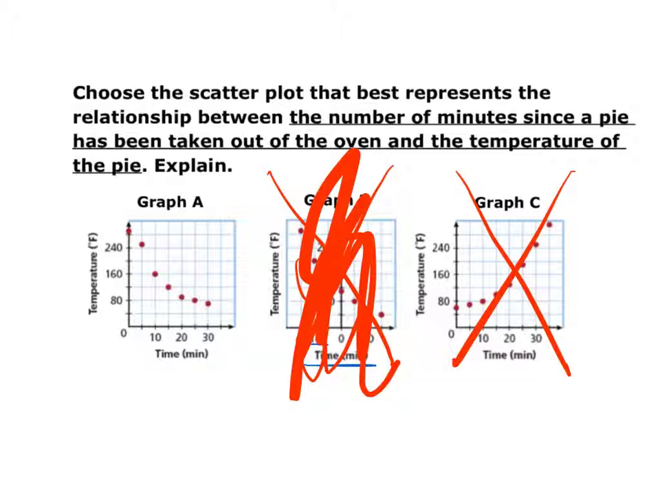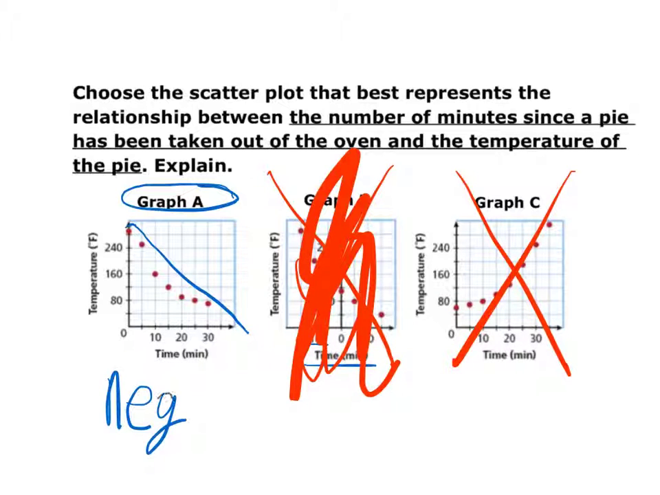And if you got Graph A, you were correct. And what correlation is Graph A? Negative correlation.